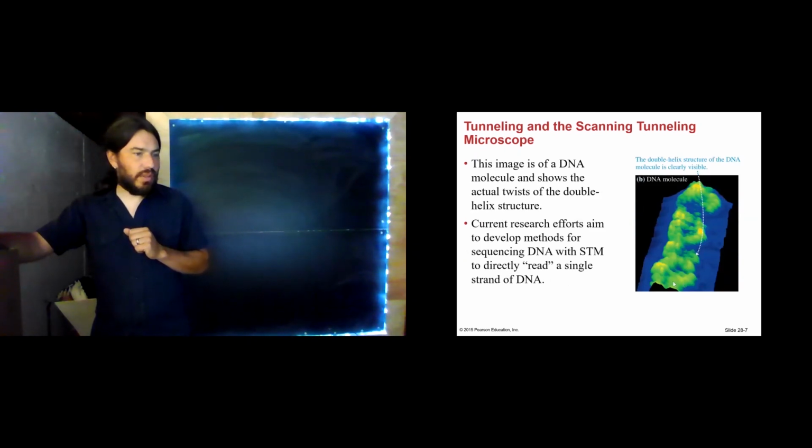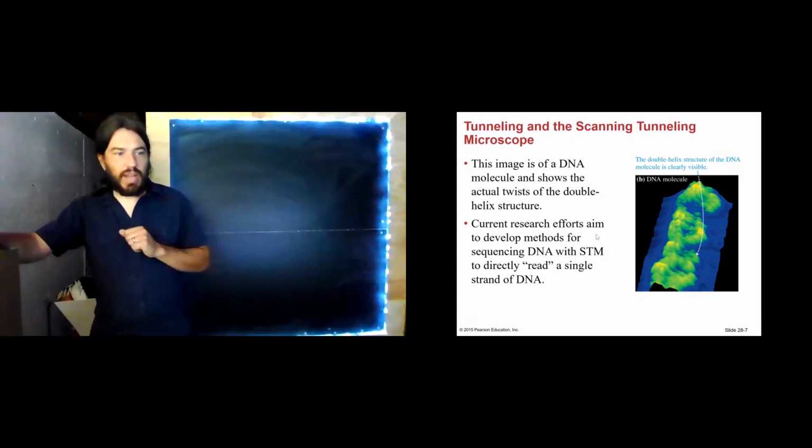Here is a nice picture of DNA. I think this picture is really cool. You really can start to see that double helix structure in this DNA molecule. And again, this was made with a scanning tunneling microscope.